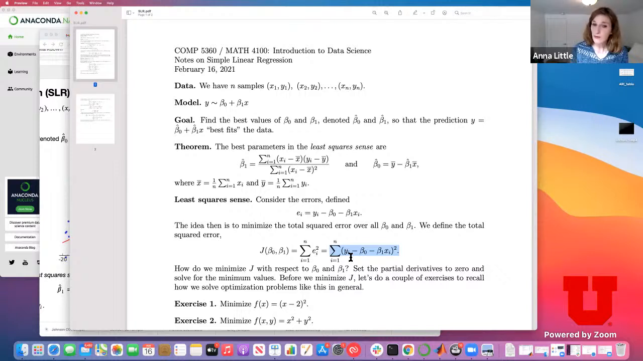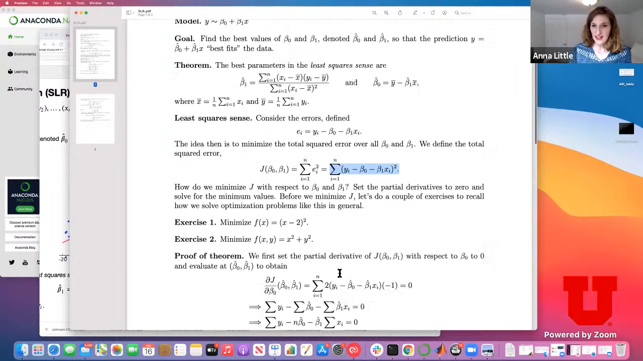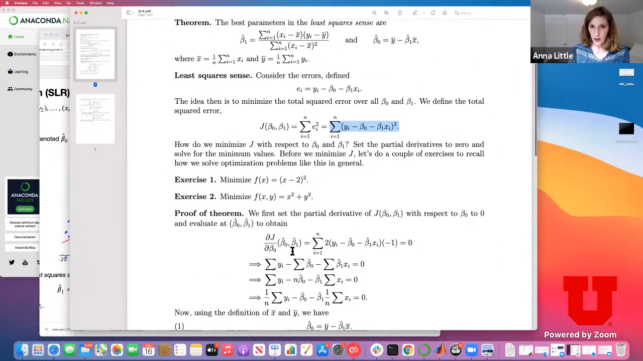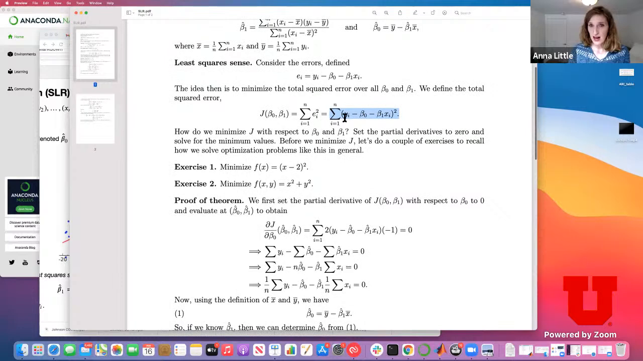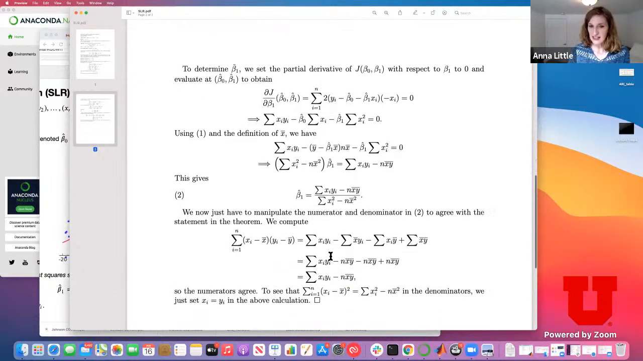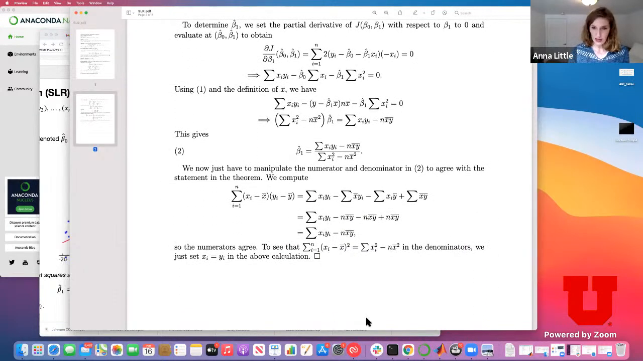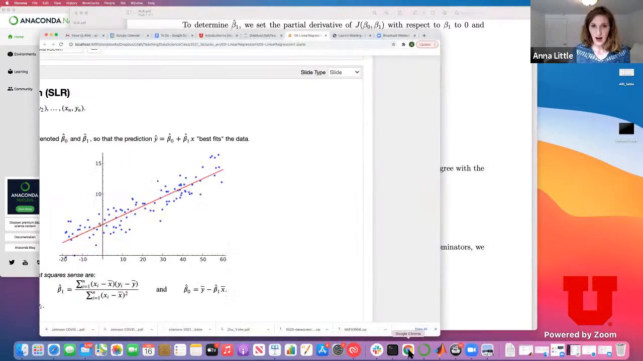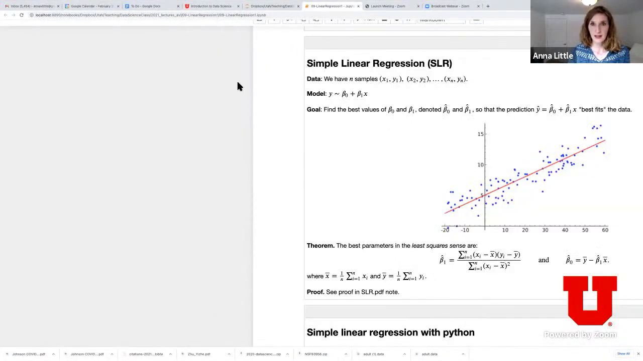You may remember from your calculus classes that if you want to minimize a function, there's a standard way to do this, which is to take partial derivatives and set them equal to 0. If you take the partial derivative of this loss function with respect to those parameters, because it has such a nice formula, you can end up deriving these exact solutions for the line of best fit.